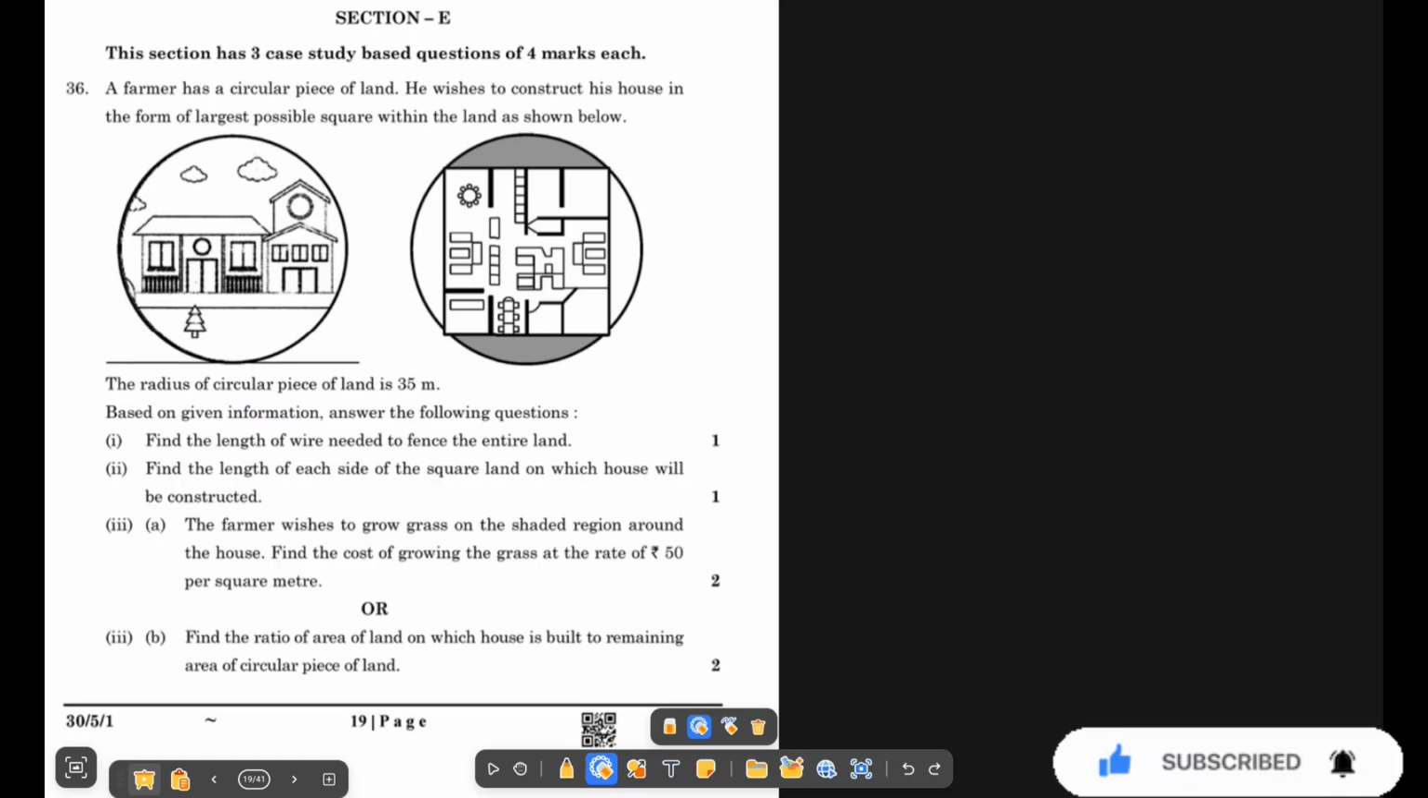Find the length of wire needed to fence the entire land. Means we have to find the circumference of the circle. So this is the entire land, right? Find the length of each side of the square land on which the house will be constructed. So we have to find the length of each side of this. So this is the second question.